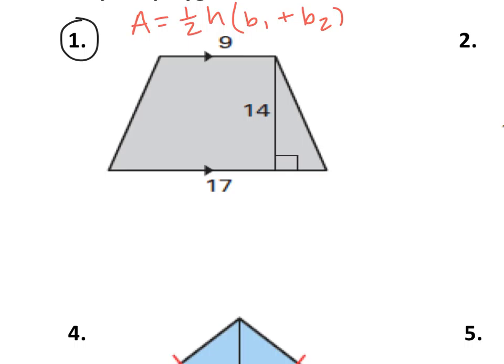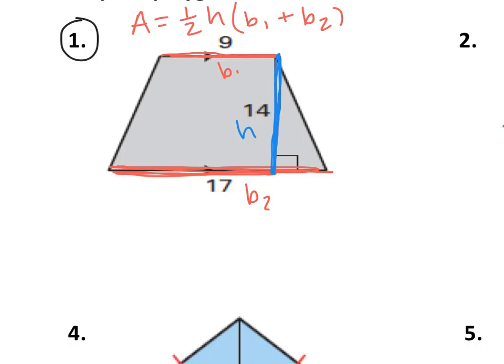So the bases are pretty simple. The bases are going to be the two sides that are parallel to each other. And it doesn't matter if the big one's base 1 or the little one's base 1, just that one of them is base 1 and one of them is base 2. So I'm going to call 9 base 1, and I'm going to call 17 base 2. Now the height is the other thing we have to identify, and the height is just like it was for our parallelogram. So the height is going to be this perpendicular line, not the slanted ones, but the perpendicular one that you create when you just drop a line from one of the bases to the other base. So we'll call 14 the height.